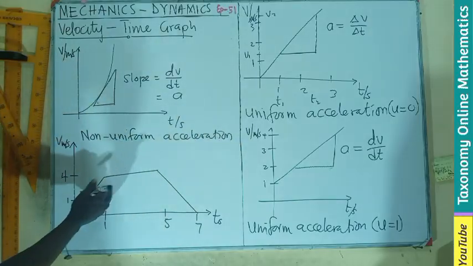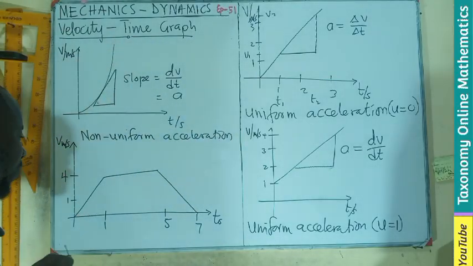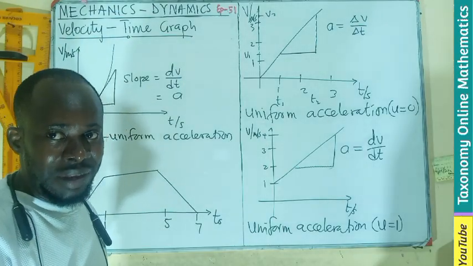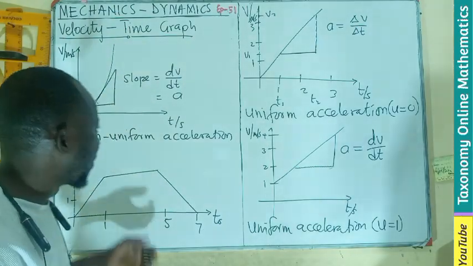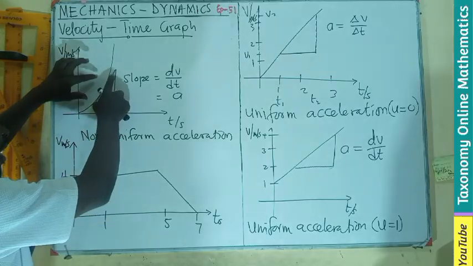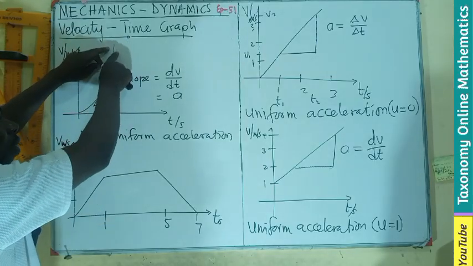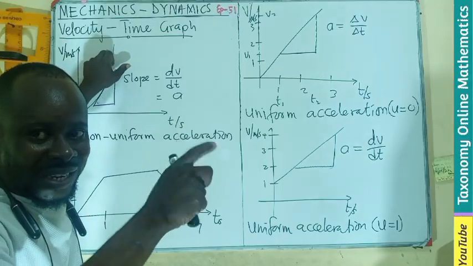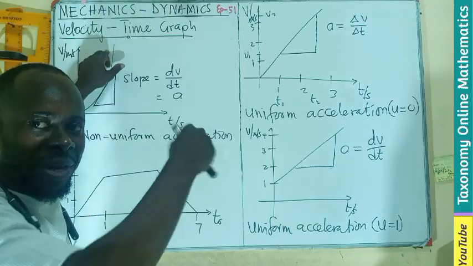acceleration. So this is non-uniform because the accelerations you find at each point is not going to be the same. It's going to be different acceleration. Here, the gradient at this point will not be the same as at the top. So the gradient will be different, meaning the acceleration you find using this will not be the same.